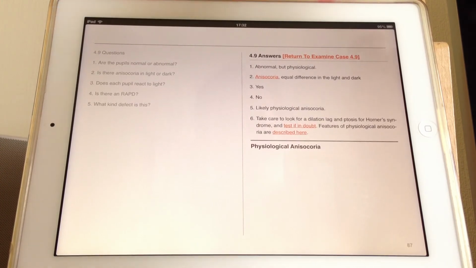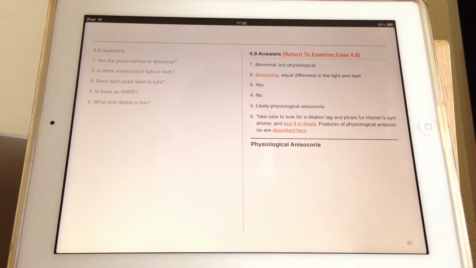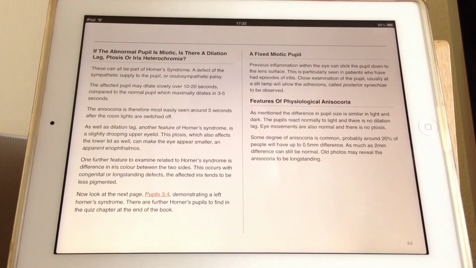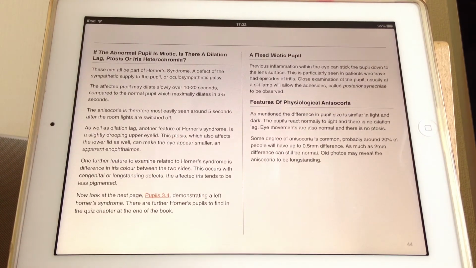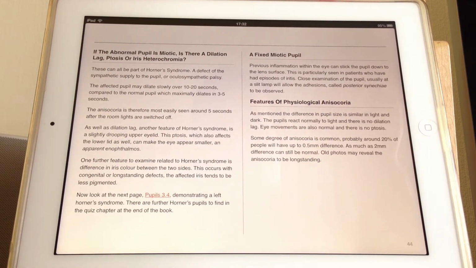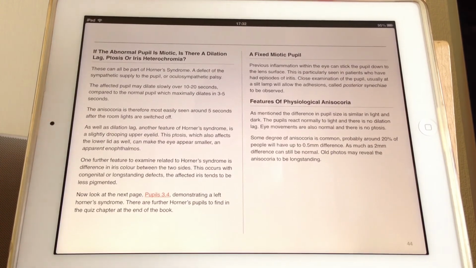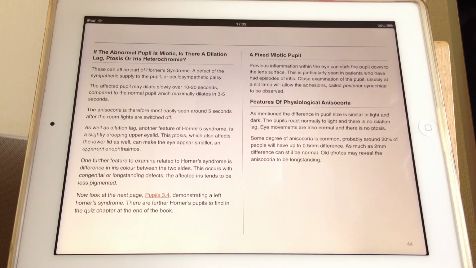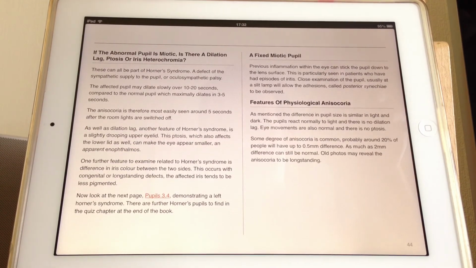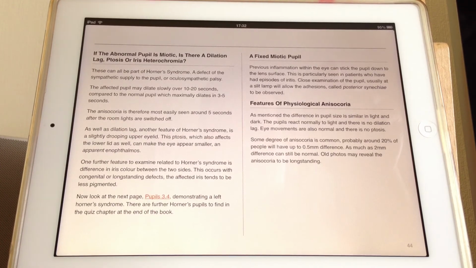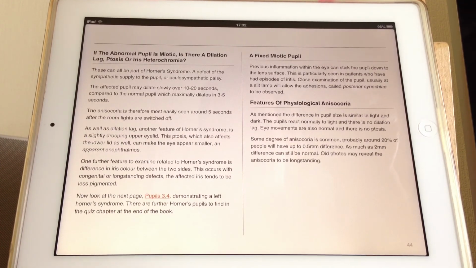Features of physiological anisocoria are described here. So it's just talking about what I've just said there, and a useful tip that I've mentioned there is you can actually get some old photos out and look for long-standing changes. So physiological anisocoria, hope that's helpful.